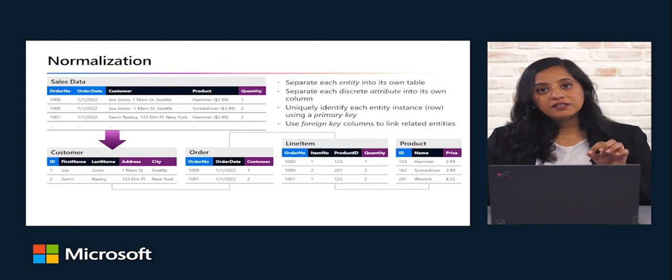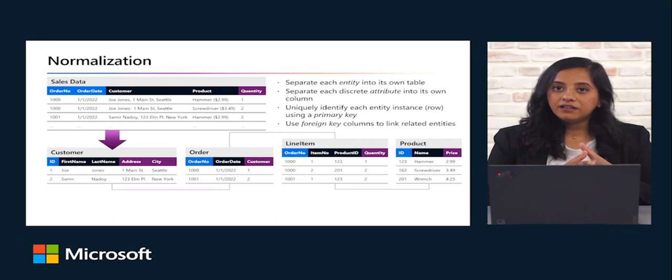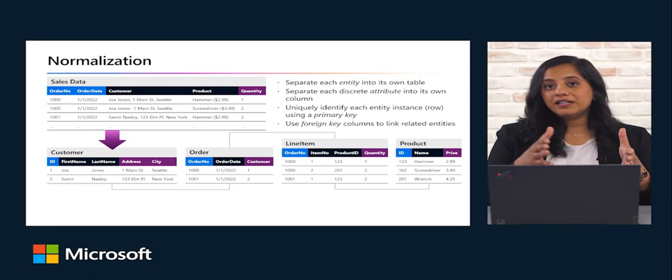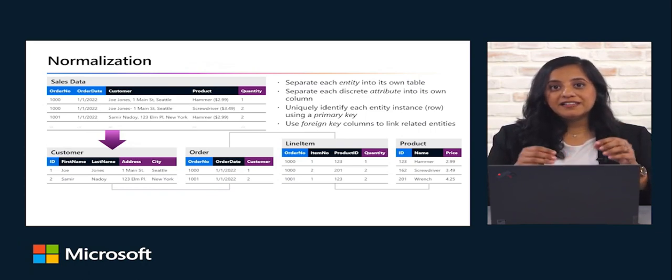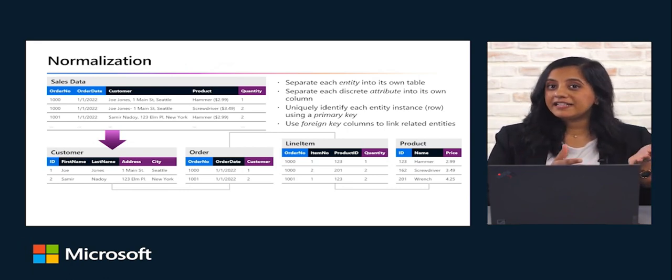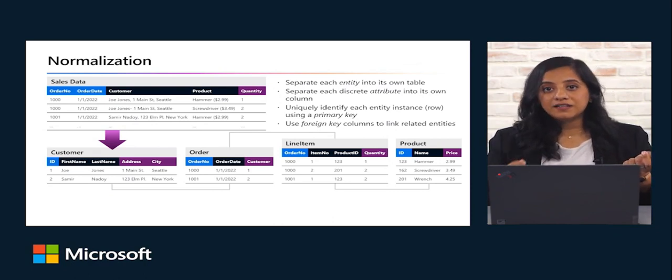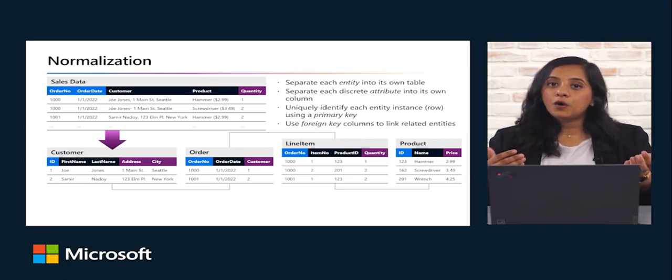The normalization has changed the way the data is stored. Each entity that is represented in the data, customer, product, sales order, line item, is stored in its own table, and each discrete attribute of those entities is in its own column. Instances of each entity are uniquely identified by an ID or other key value. And when one entity references another, for example, an order has an associated customer, the primary key of the related entity is stored as a foreign key.